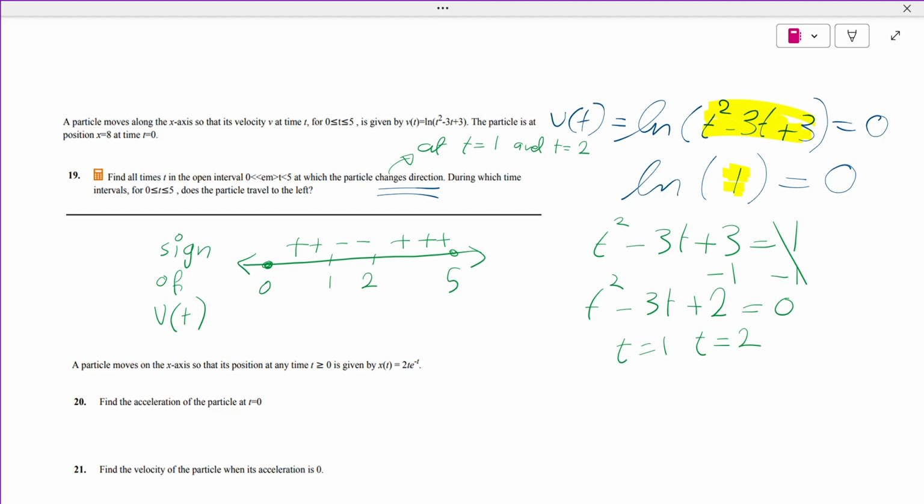During which time interval does the particle travel to the left? Well, here. The particle travels to the left for t's between 1 and 2 because the velocity is negative.